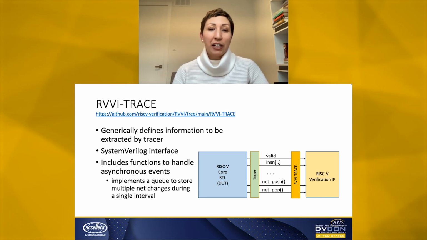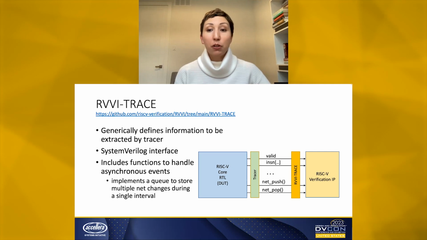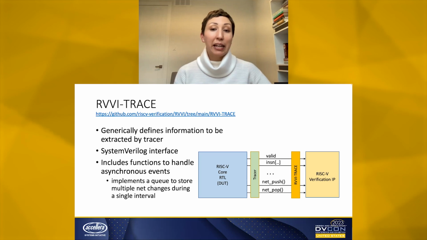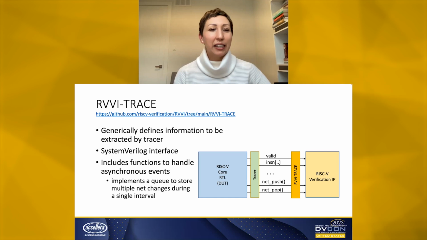However, RVVI defines the requirements for the tracer so that when you use RVVI, designers and design verification engineers will know what the requirements are at the beginning of their project. RVVI trace is specified as a SystemVerilog interface, and it includes functions to enable the handling of asynchronous events. So those are the events that we've talked about, like interrupts and debug requests that occur outside the normal flow of a program. And those are the events that have been historically difficult to manage in previous iterations of Core5.